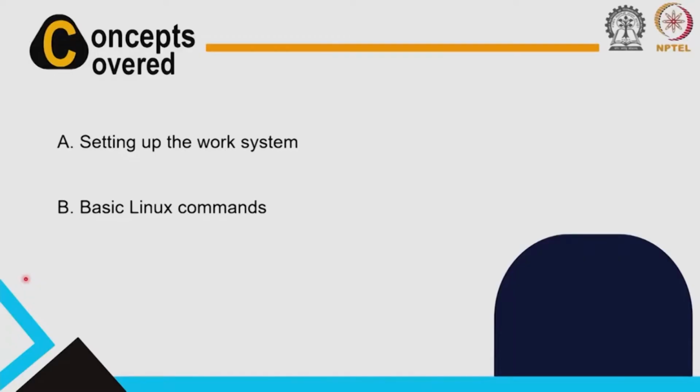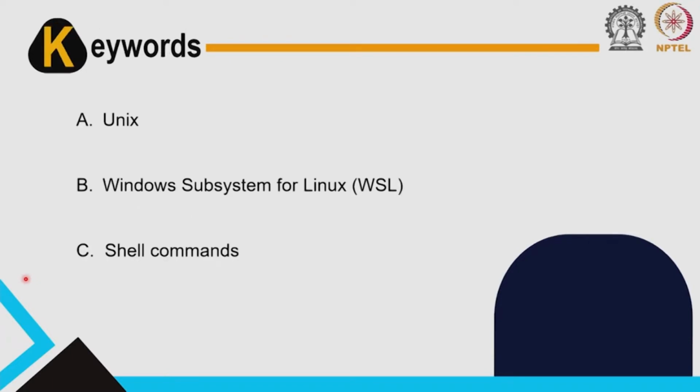So, the first part will be setting up the system where we can actually do all this analysis. So, this system is required for the quality control, right, and then the subsequent steps. So, we will start with that today, right. We will set up the system and then we will talk about some of the basic commands in this class. So, these are the keywords. We will use Unix, Windows Subsystem for Linux or WSL, and shell commands.